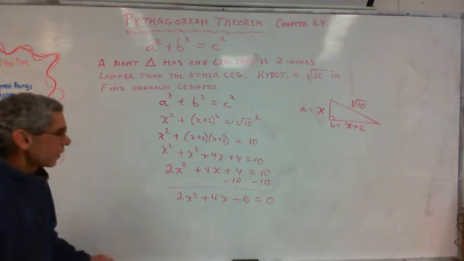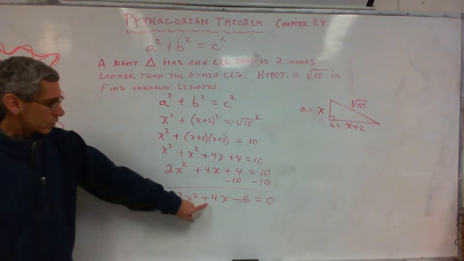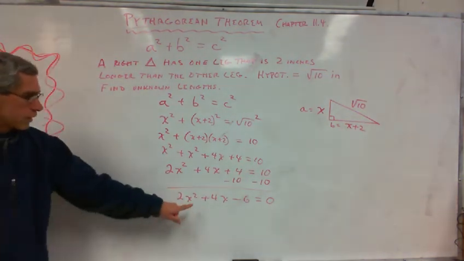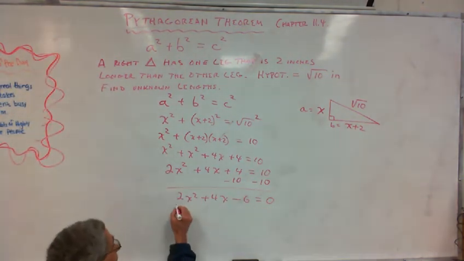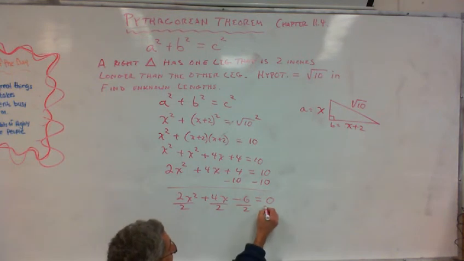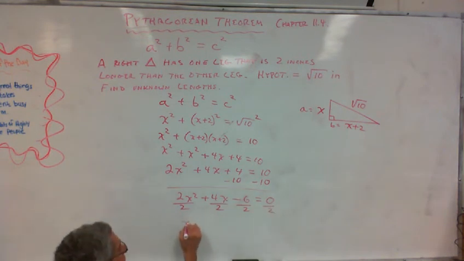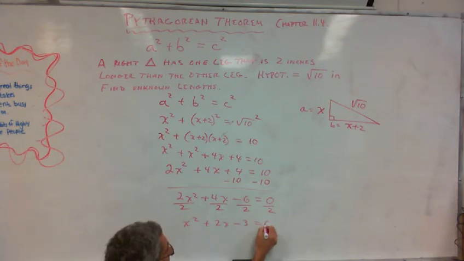All right. What's the first thing you always try with a quadratic trinomial? Factor. Greatest common factor, right? Always the first thing. 2 goes into all of those things, actually all 4, it goes into the 0 too. So I can just divide by 2. Now I have x squared plus 2x minus 3 is equal to 0.